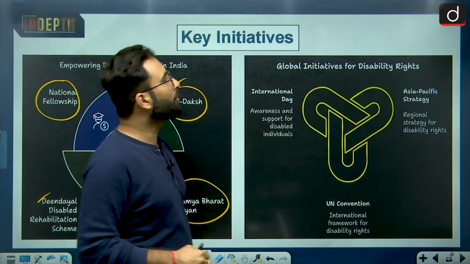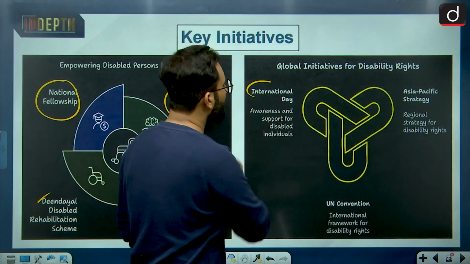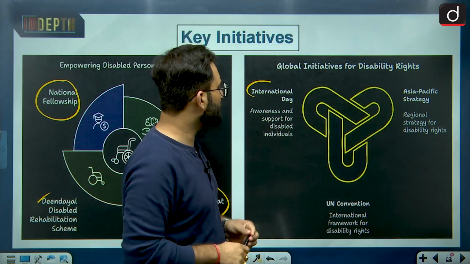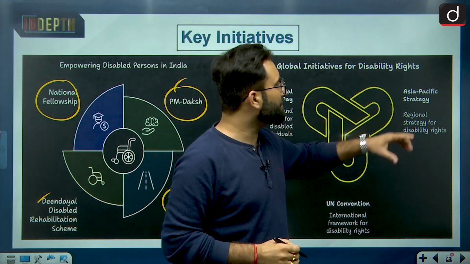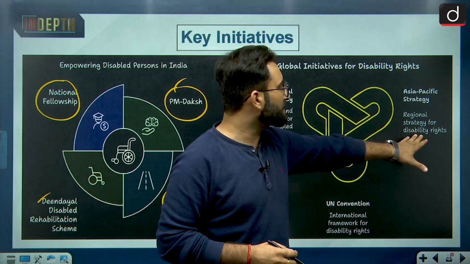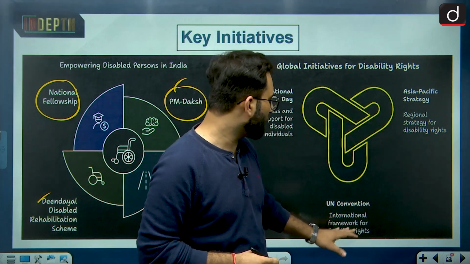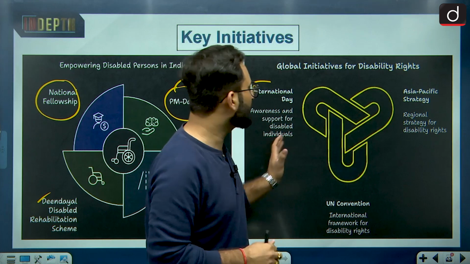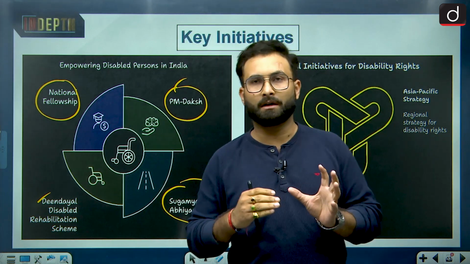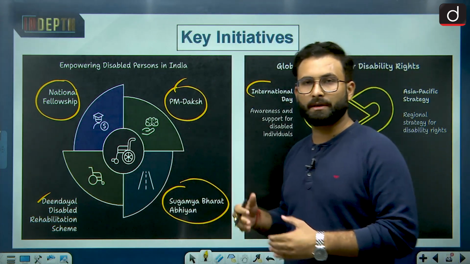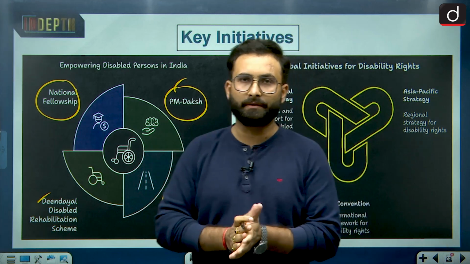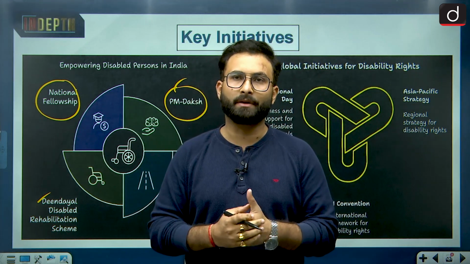If we talk about the global initiatives, we have the International Day for Awareness and Support for Disabled Individuals. Then we have the Asia Pacific Strategy, a regional strategy for disability rights, and then we have the UN Convention, the international framework for disability rights. So these are certain initiatives which have been taken at the national as well as the international level. With that, we will stop our discussions over here.